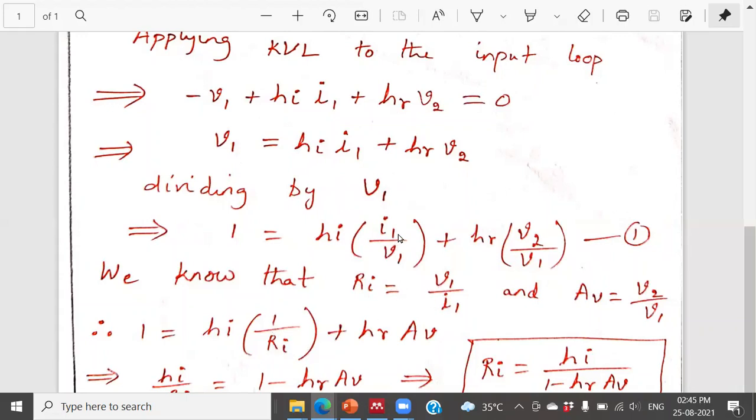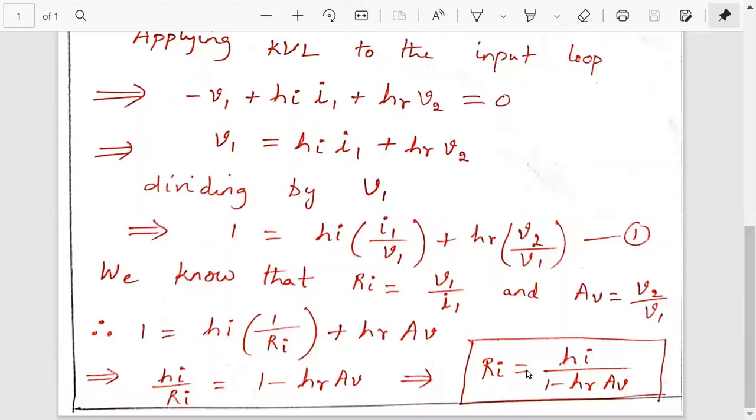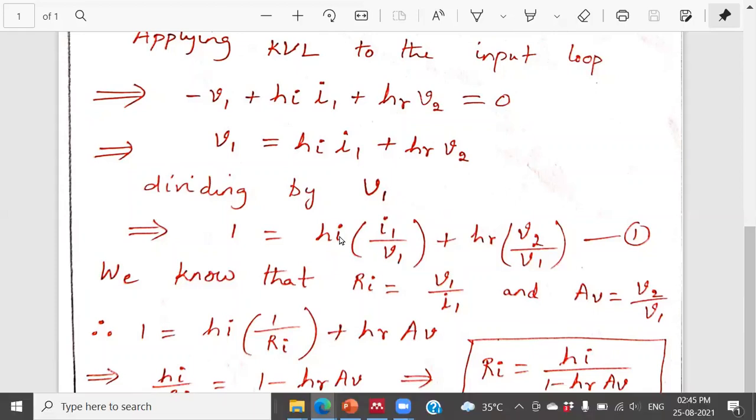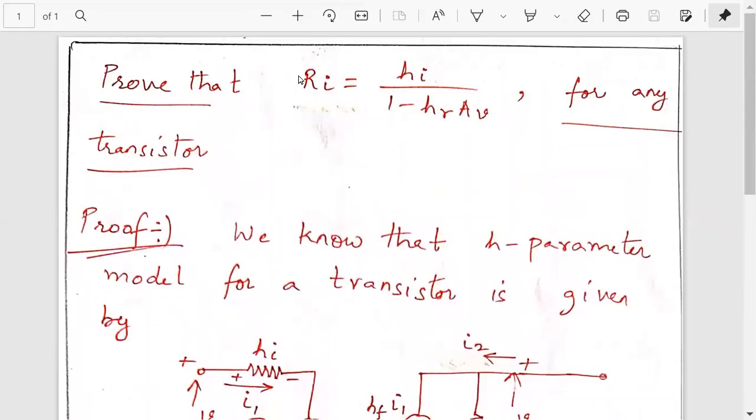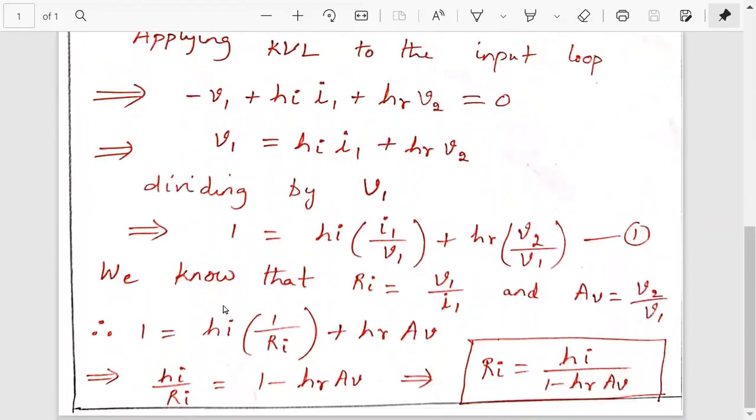Because Ri is V1 by I1, and here we have the reciprocal of V1 by I1, we take it as 1 by Ri. Then Hr as it is. Just now we discussed that V2 by V1 is nothing but Av, so Hr into Av. Next we will consider the simplification of this. What do we want here as per the question? We need Ri, so we have to get Ri on the left-hand side.